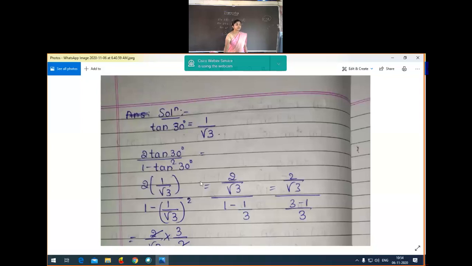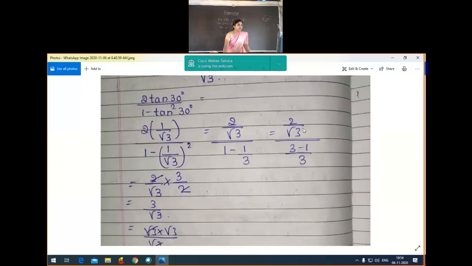2 into 1 by root 3 is 2 by root 3, divided by 1 minus 1 by root 3 whole square, which is 1 by 3. Then here 2 by root 3 as it is, divided by, here just apply the LCM method, 3 and 1. LCM is 3, so 3 minus 1. Next step, 2 by root 3 into, here 3 minus 1 is 2 by 3. Take the reciprocal, that is 3 by 2. So then 2 gets cancelled. 3 by root 3 is remaining.